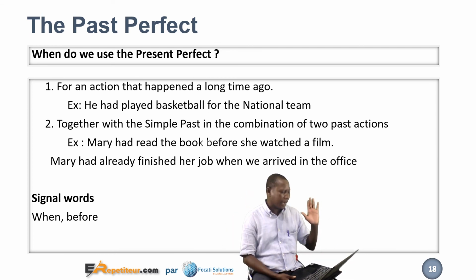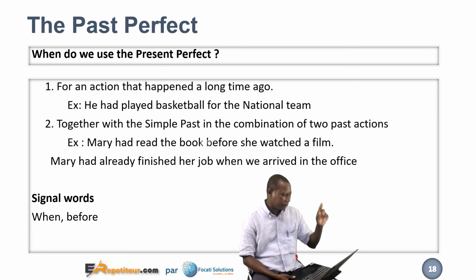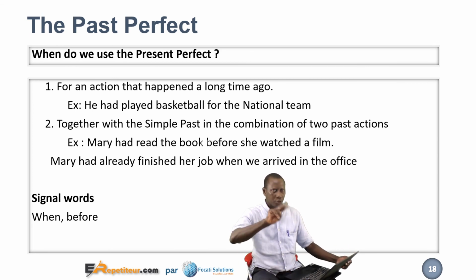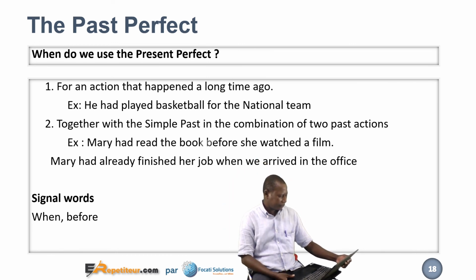Deuxième cas. Together with the simple past in the combination of two past actions. On a bien dit, combinations of two past actions. Example. Mary had read the book before she watched a film. Deuxième exemple. Mary had already finished her job when we arrived in the office. Donc, two past actions, deux actions passées, combinées. L'une est courte, l'autre a duré plus longtemps. Signal words. When, before.